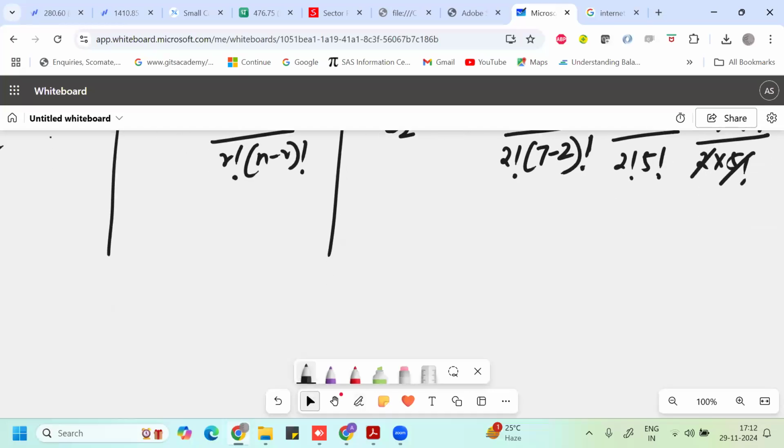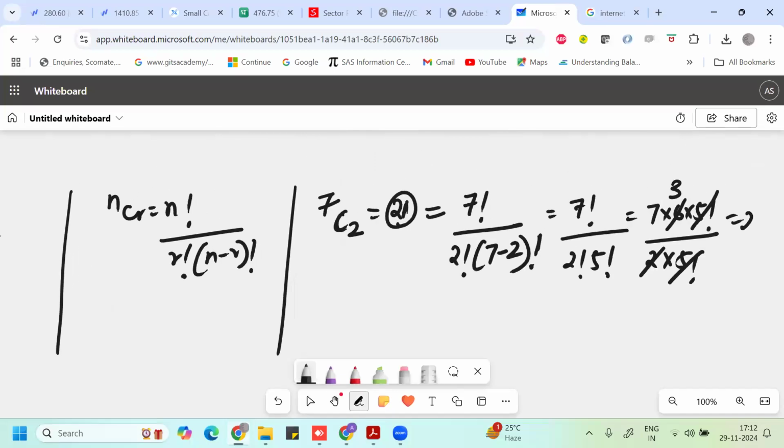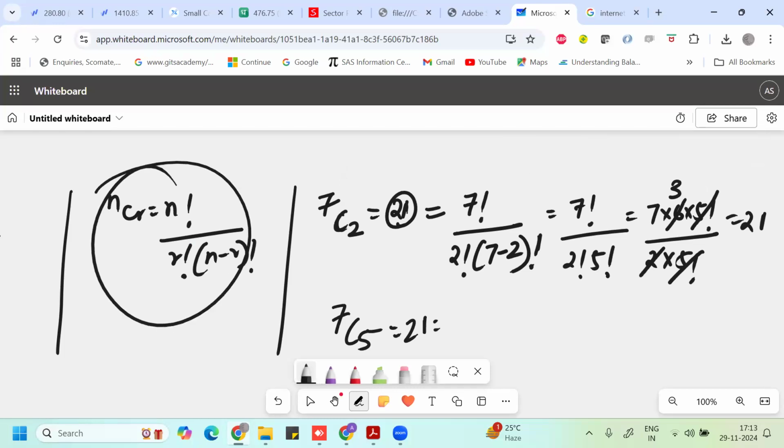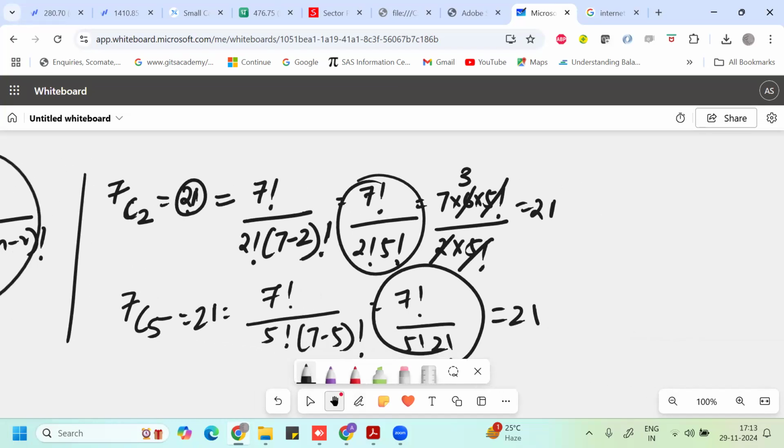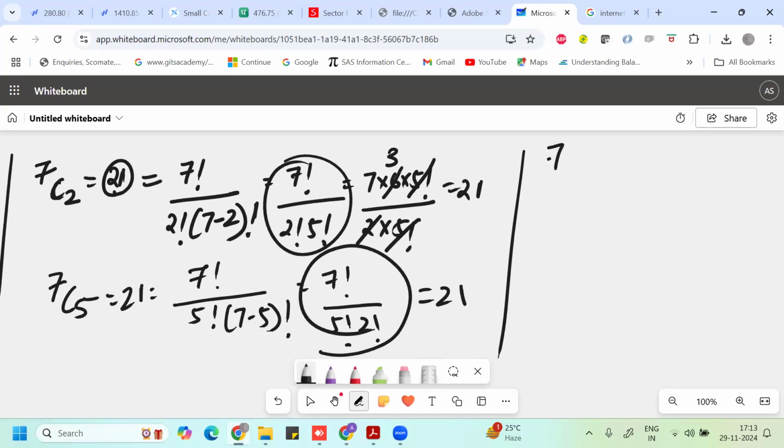Now, same way, since 7C2 is 21, if I ask you what is 7C5, it is also 21. Again apply the same formula: 7C5 means 7 factorial by 5 factorial into 7 minus 5 factorial, which is 7 factorial by 5 factorial into 2 factorial. When you solve it, you get 21. So 7C2 is equal to 7C5.